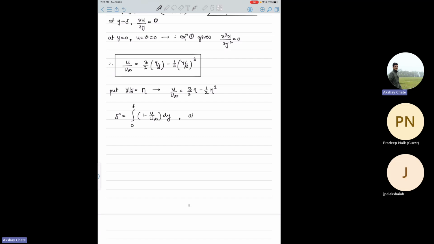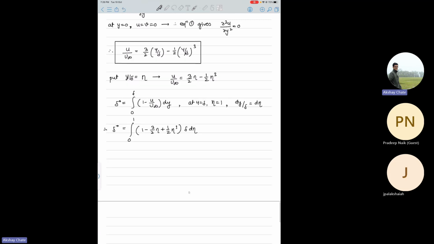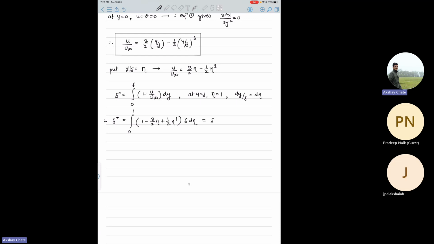Since we have changed the variables, our integration limits will change. At y equal to delta, your variable becomes 1 by the definition, and dy by delta is equal to d eta, because delta is only a function of x, not y. So the limit will now be 0 to 1, because at y equal to delta eta is 1. This will be 1 minus 3 by 2 eta plus 1 by 2 eta cubed, and dy will be delta into d eta. Delta is constant. So now we have to do the integration inside.